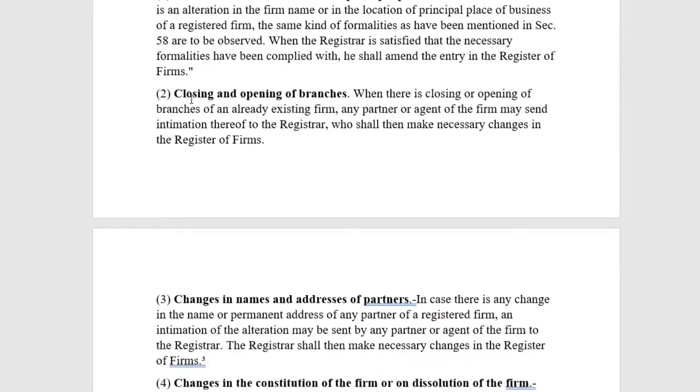And information can also be given with regard to the change of timings, with regard to the branches, that is, the closing and opening of the branches. That means the closing and opening of the branches may be with regard to certain timings, or with regard to the places also.